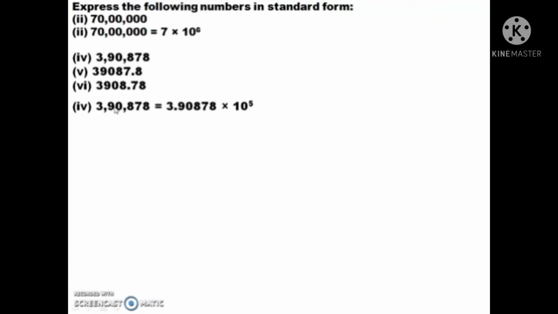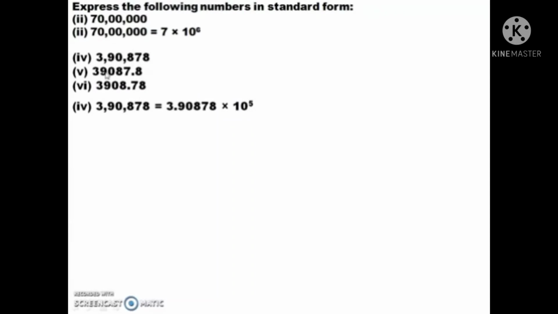Here you have numbers there, so you should write 3.90878 into 10 raised to 5. How did you get this 5? You have 5 numbers here: 1, 2, 3, 4, 5.